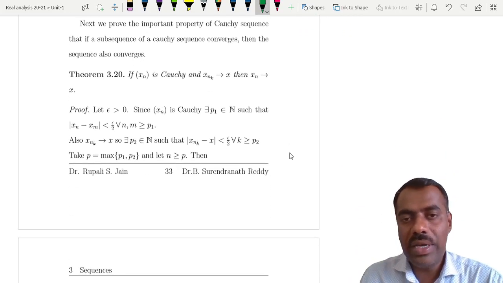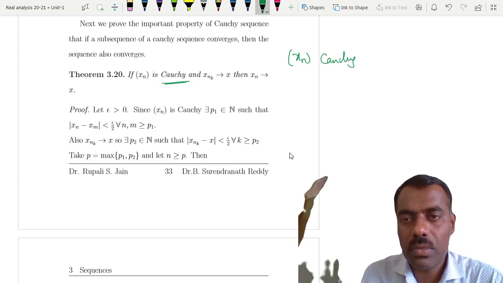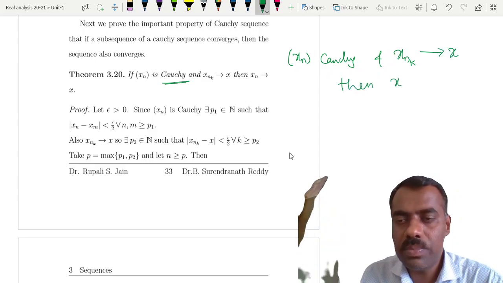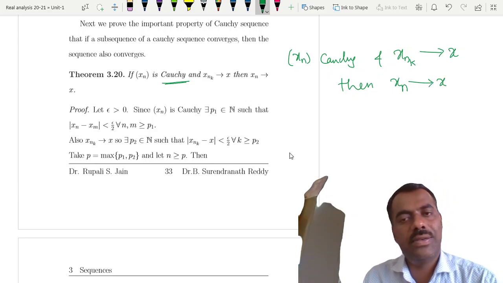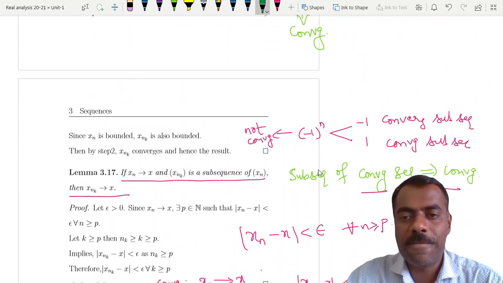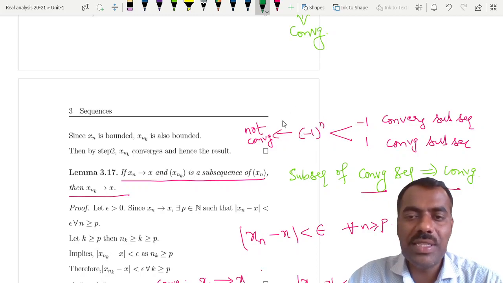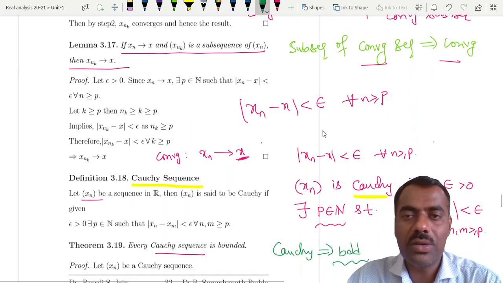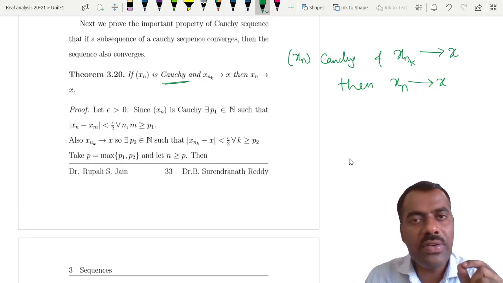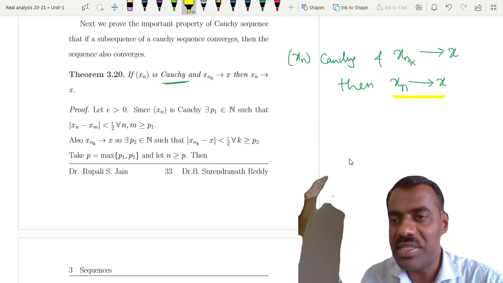Now, an interesting result about Cauchy sequences is that if your sequence xn is Cauchy and you have a subsequence xnk which converges to some element, then we can make sure that the original sequence also converges. Whereas in the example you saw here, (minus 1) to the power n has a subsequence which converges, but the original sequence is not converging. That means this is not a Cauchy sequence. So if it is a Cauchy sequence and we know that even one subsequence converges, then we can immediately conclude that the original sequence also converges to the same limit.